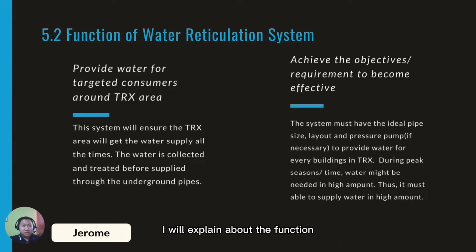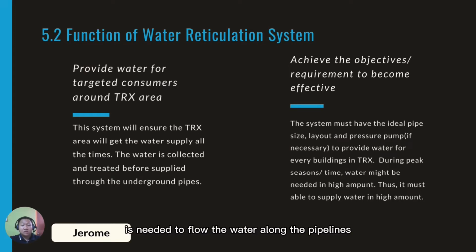For next part, I will explain about the function of the water reticulation system. The main function of this water reticulation system is to provide water for targeted consumer around TRX area. As for this project, this system will ensure all the buildings in Tun Razak Exchange will get water supplies all the time. This system is designed to collect and store water before it being treated and distributed to all targeted consumer. All the pipes and fittings will allow the system to supply clean water for thousands of people that will live in the TRX area.